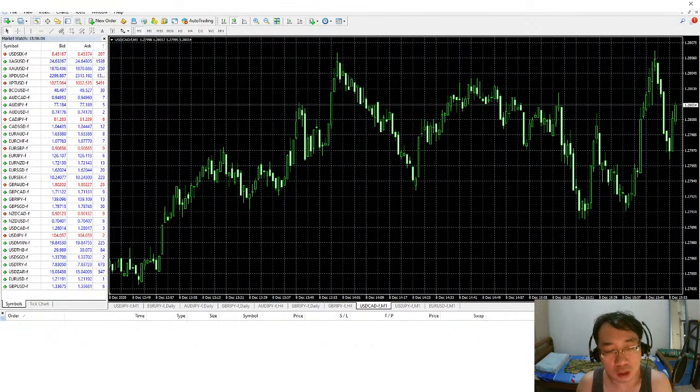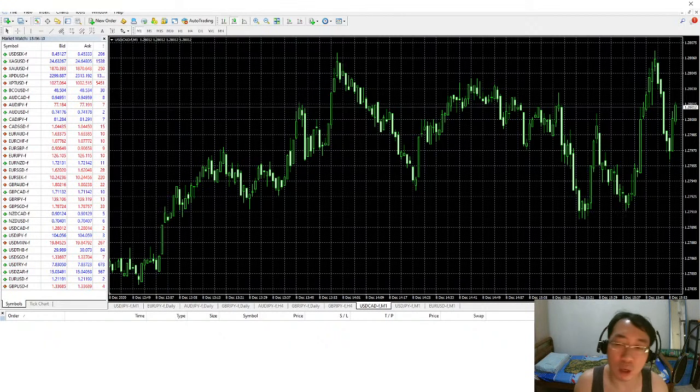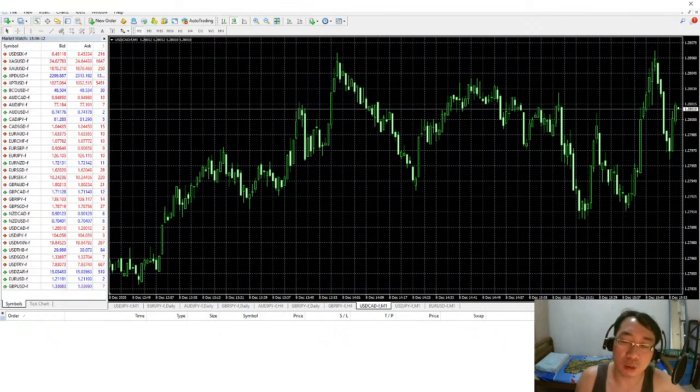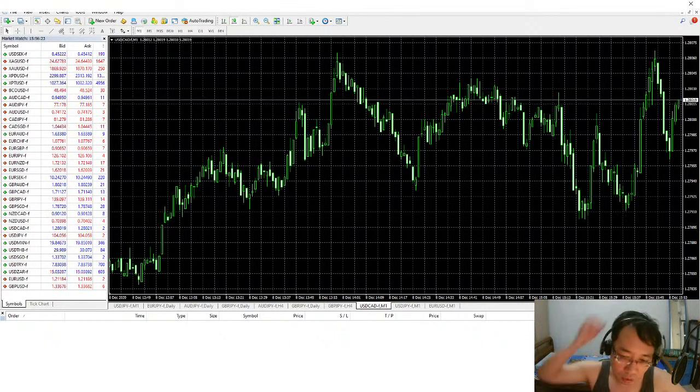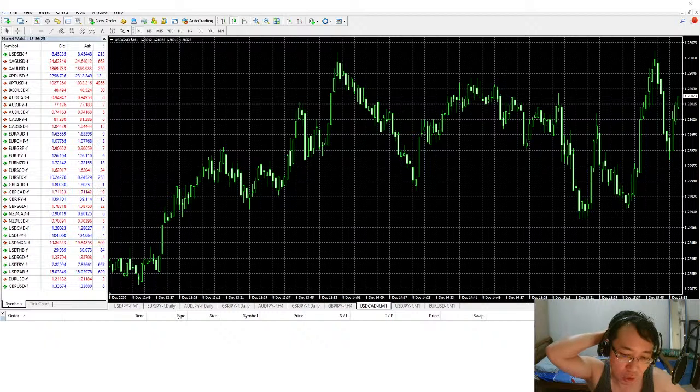I am trying to limit the size and the frequency of my trades, because I find that the more trades I do, the more bid offer spreads I have to pay, the more commissions I have to pay. So the bid offer is equal to the commission, which is bad. It makes everything cost more.